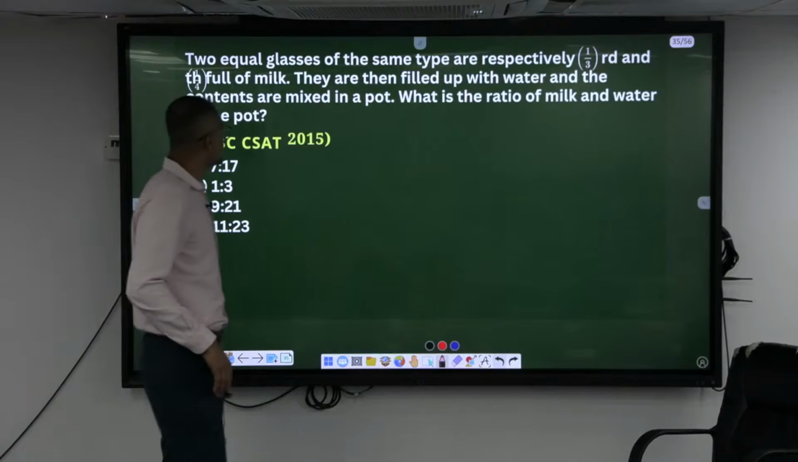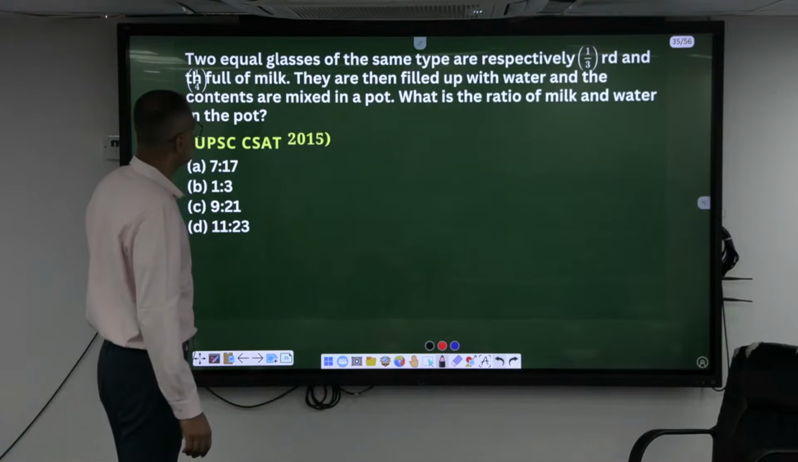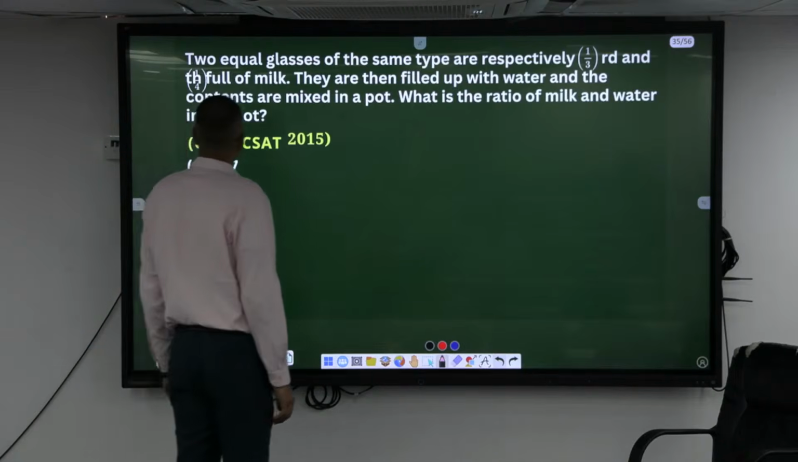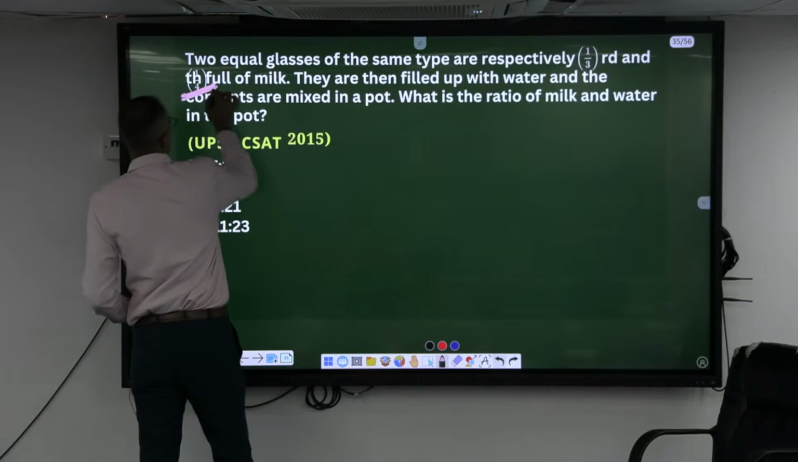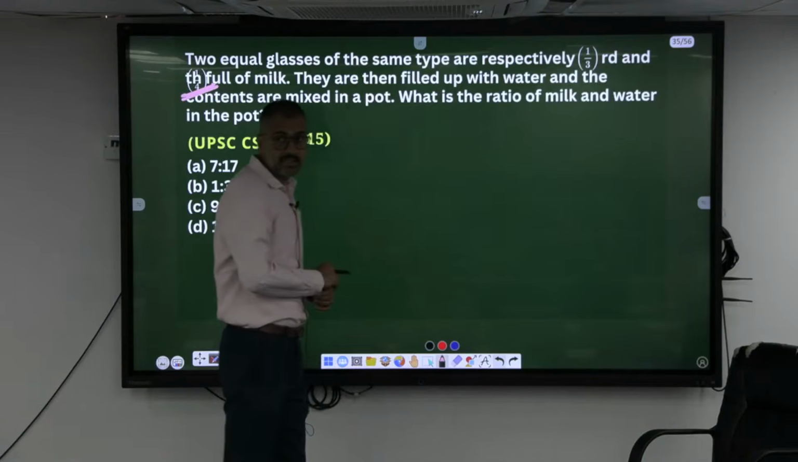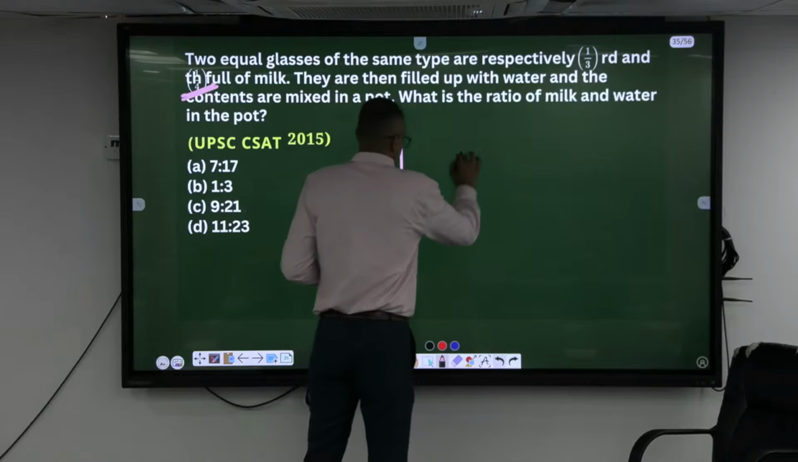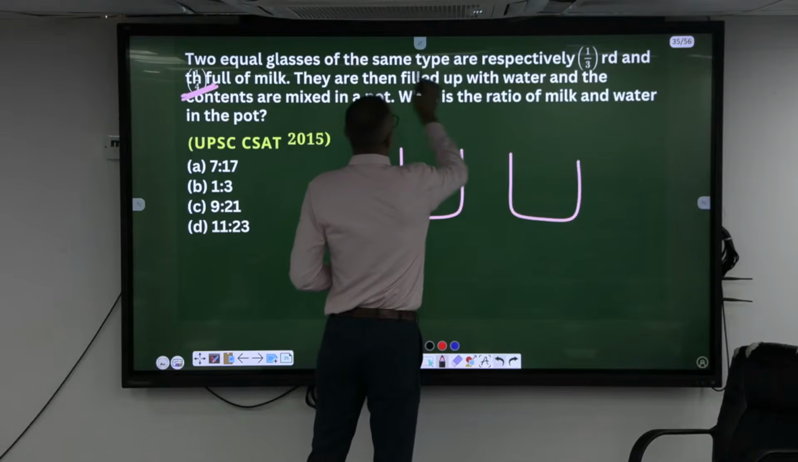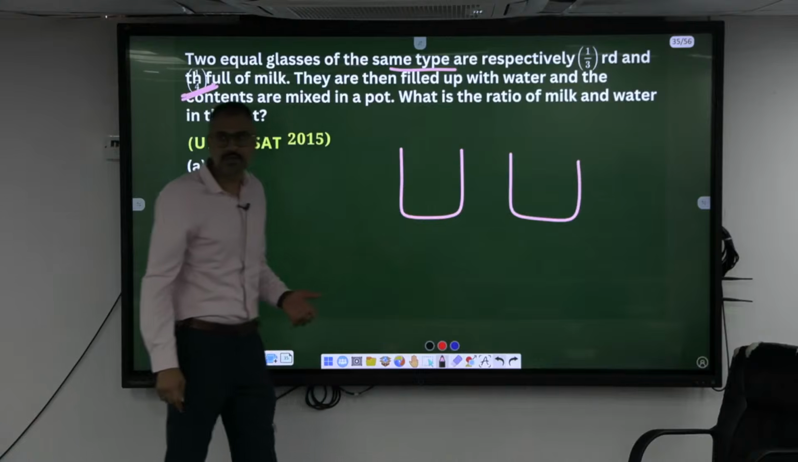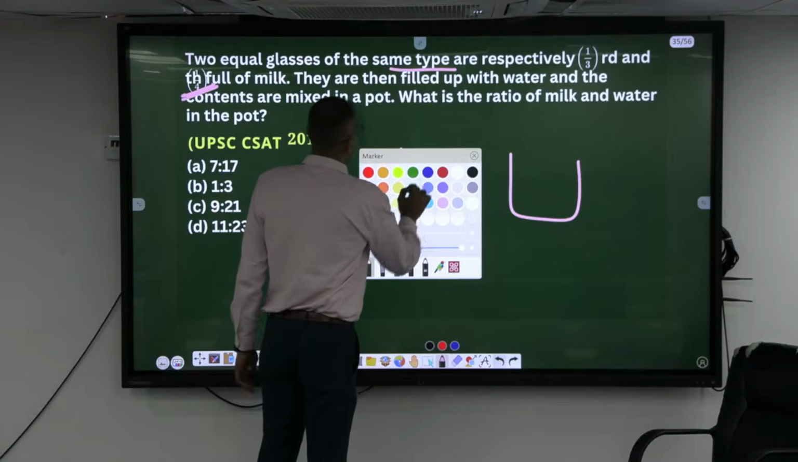Two equal glasses of same type are respectively 1/3 and 1/4 full of milk. This is 1/4 here. Okay, I'll give the approach here. How many vessels are there? How many glasses? Two glasses of same type. What do you mean by same type? Same quantity.